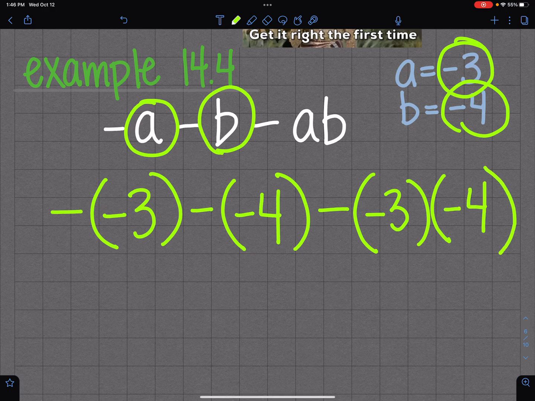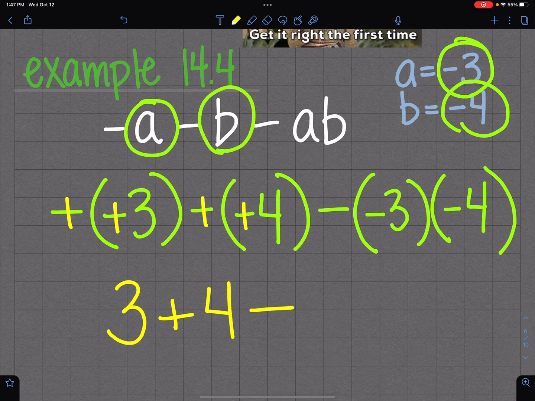Now take a step back. Take a step back. What are we going to do first? Let's do, well, let's see. What can we do first? When I see two negatives like this, I like to make them into a positive. So I'm going to do that. So I have 3 plus a positive 4. Now I cannot do that here.